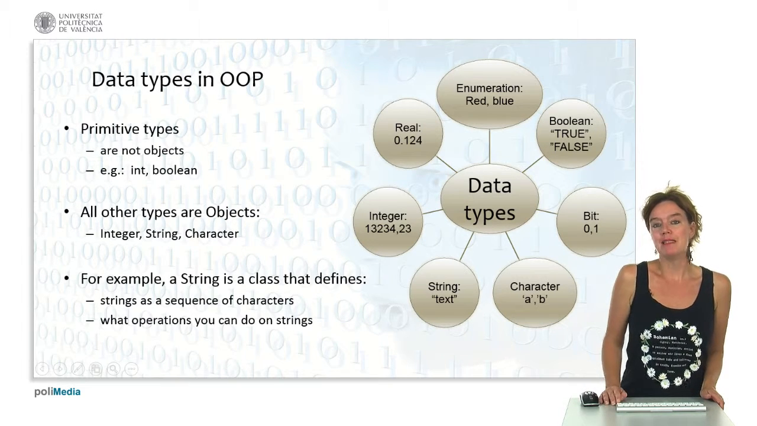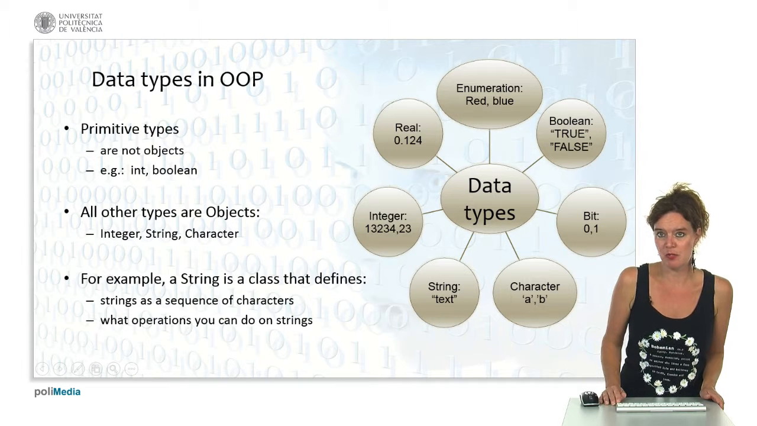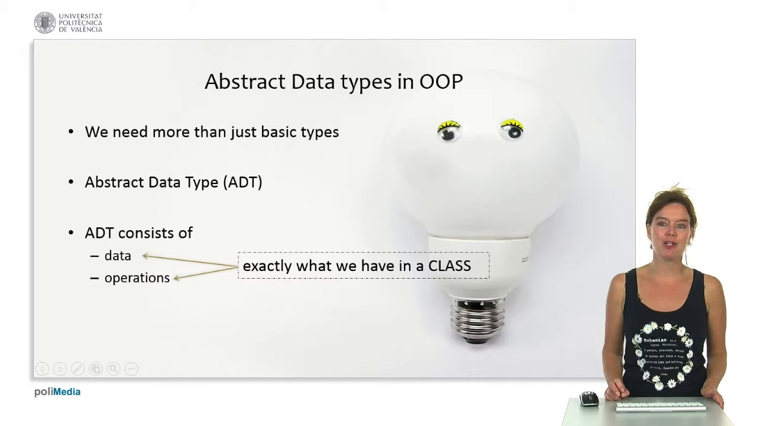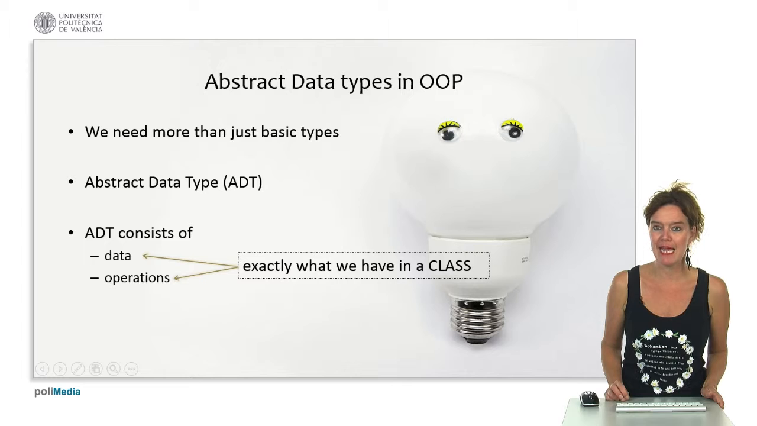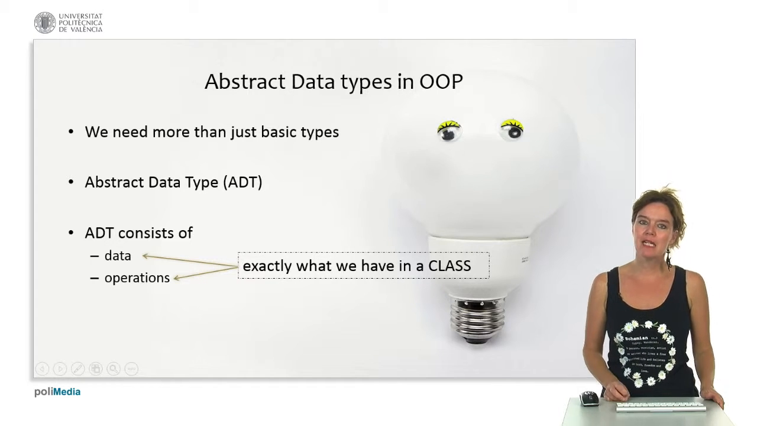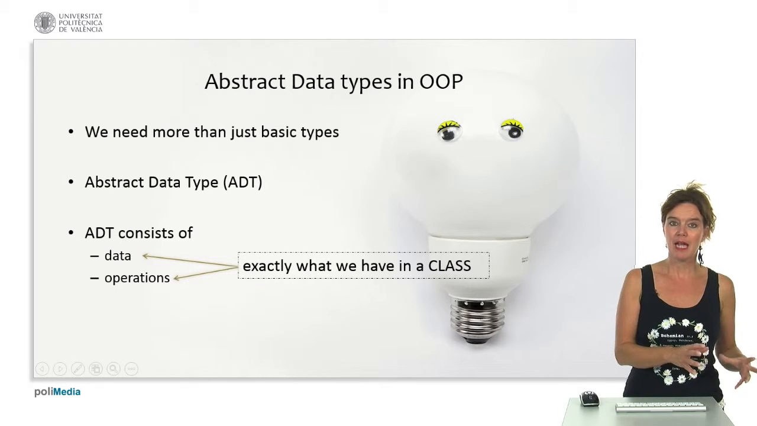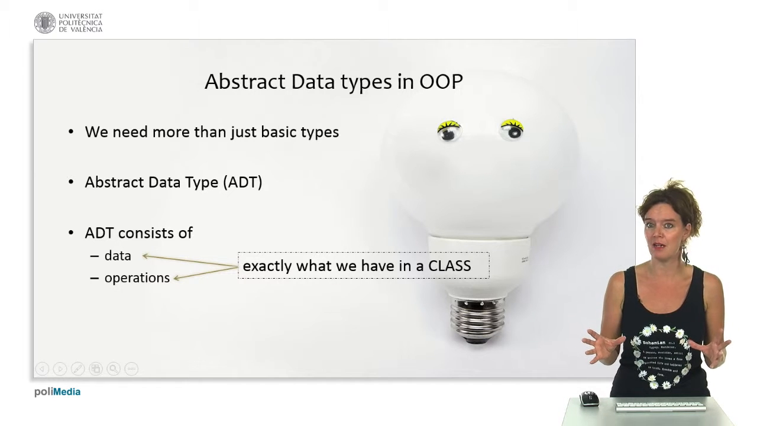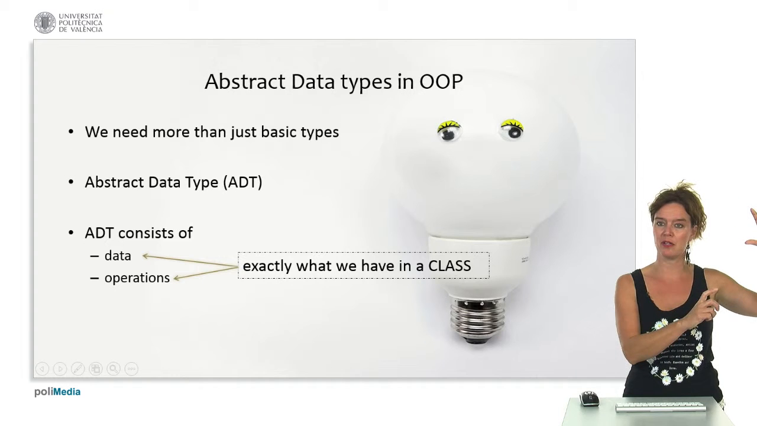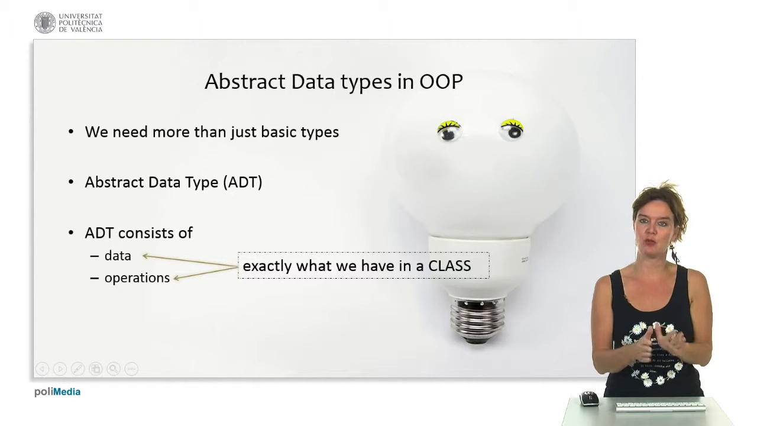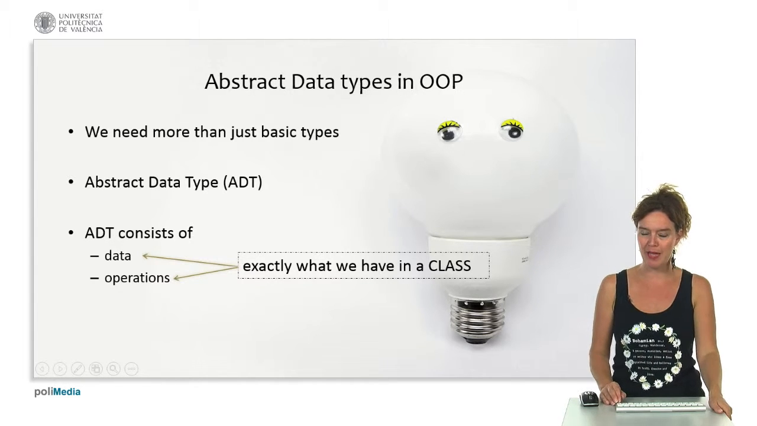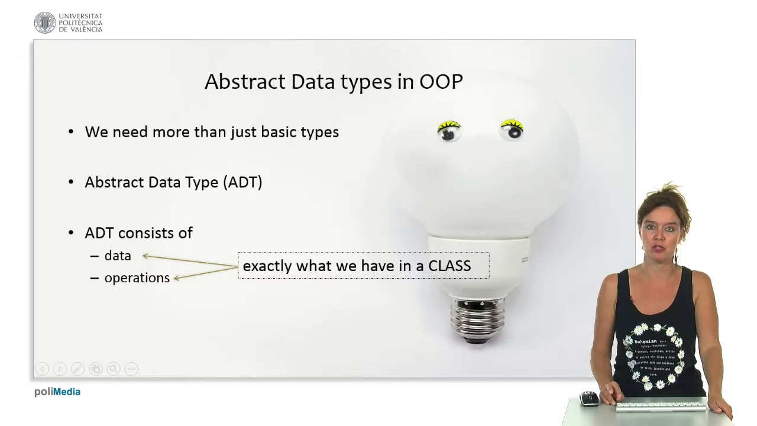But we need more than these primitive or basic data types. And we can define our own data types in object-oriented programming by defining what is called an abstract data type, an ADT. An ADT consists of some data and operations that we want to do on this data. And if you think about our definition of class, you actually see that this is exactly what we've defined in a class. Some variables and some methods. Some data and some operations that we can do on some data. Let's have a look at some examples of abstract data types that we have in object-oriented programming languages.